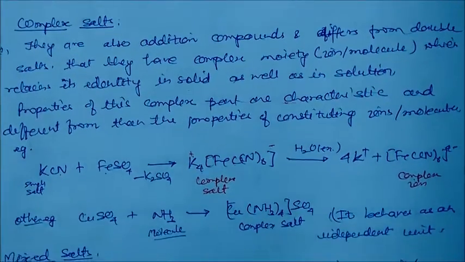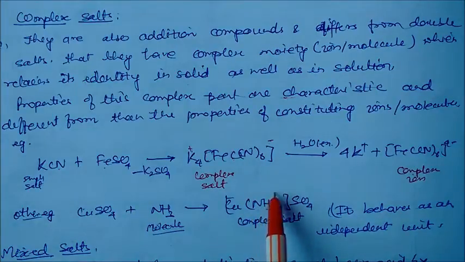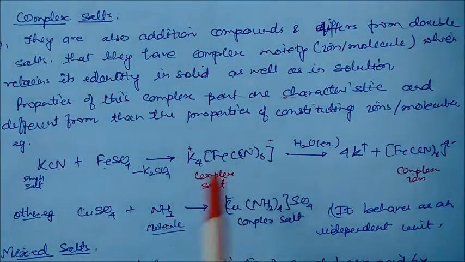Similarly, there are so many examples. These types of compounds are called coordination compounds. One more example is copper sulfate with ammonia. So we will get again complex salts. Here again the complex part is in positive cationic form. This is in anionic form. This salt is anionic form. This is cationic form. And again this whole behaves as an independent unit.